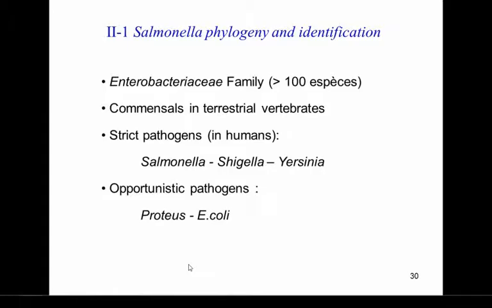Okay, so how about Salmonella? Now here we go, Salmonella, one of the Enterobacteriaceae, which are all commensals. Some of them can be strict pathogens in humans. Salmonella will be a commensal bacterium in birds and in reptiles, but a strict pathogen in humans. And some Enterobacteriaceae can be opportunistic pathogens, such as Proteus and E. coli.